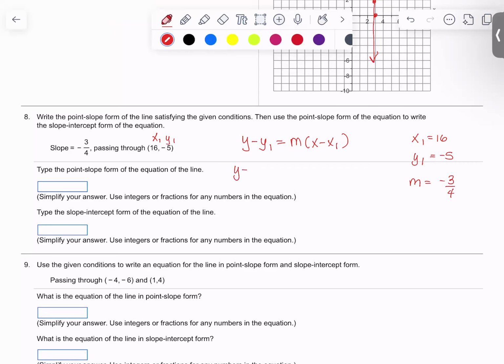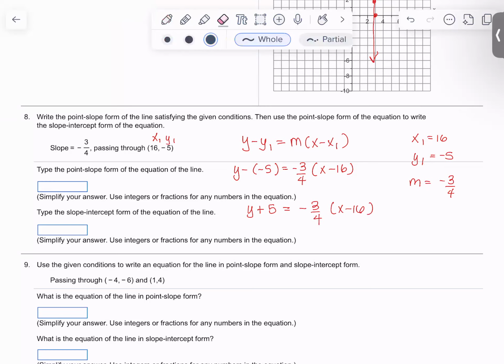Okay, so now it's a plug and chug. We have y minus a -5 is equal to -3 over 4 times x minus 16. And they will want you to change that minus a minus to a plus, and that's all you need to do to put it in point slope form. So y plus 5 is -3 over 4 times x minus 16. So that's what I put in that first field.